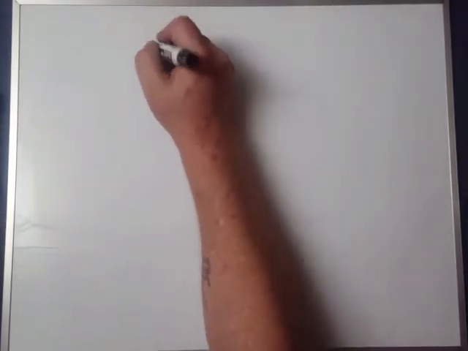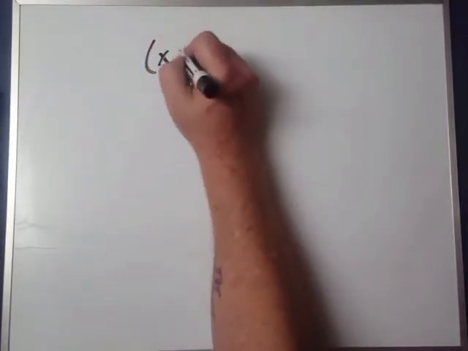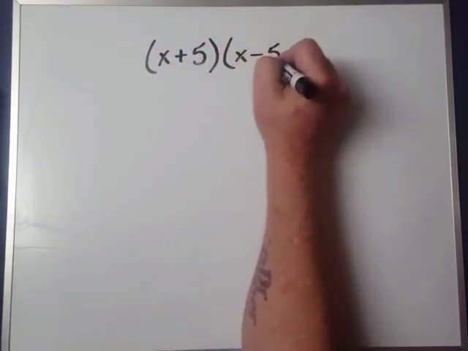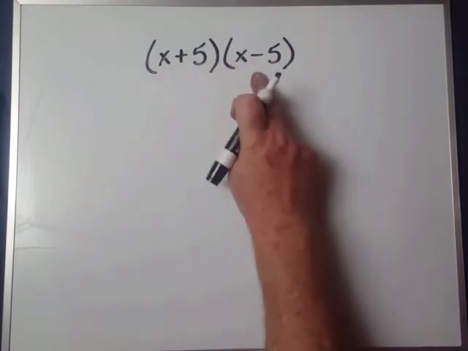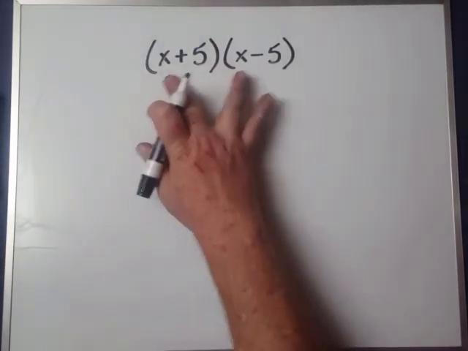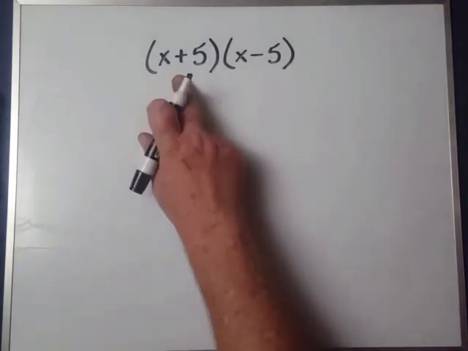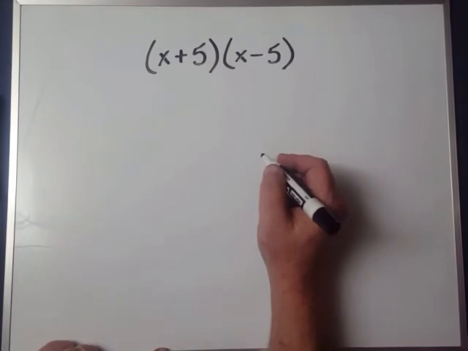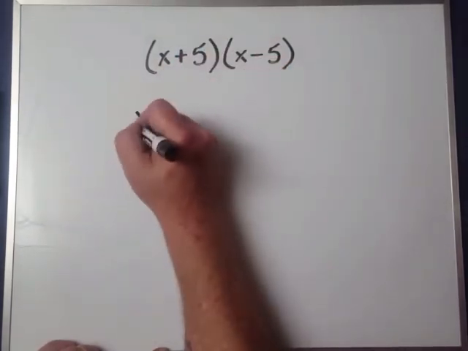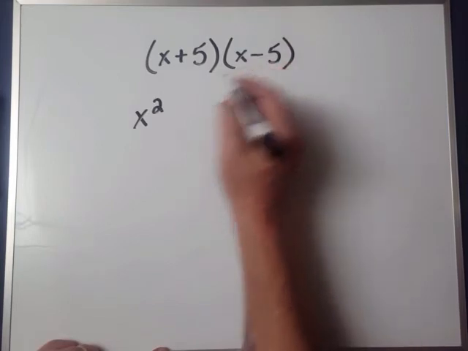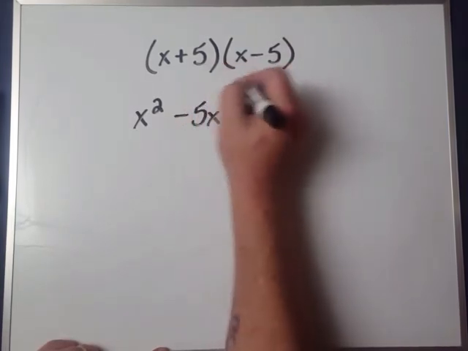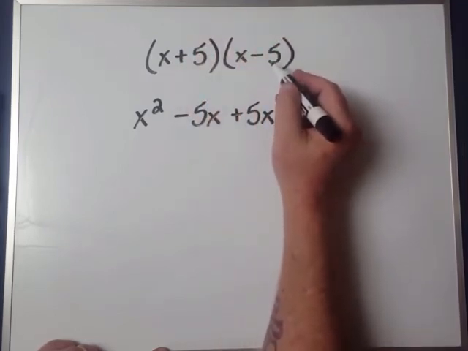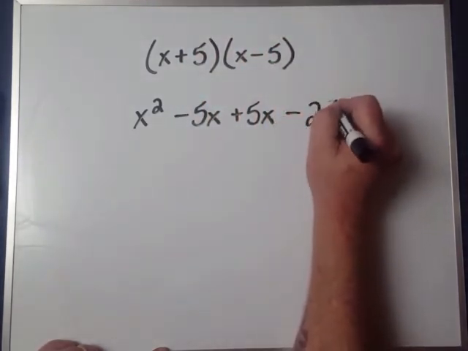Let's consider another pattern. The product of the sum and difference of the same two terms. Both are x, both are 5. One's a sum, one's a difference. Let's FOIL this out. Product of the first, x squared. The outside, minus 5x. The inside, plus 5x. And product of the last, watch your signs, minus 25.